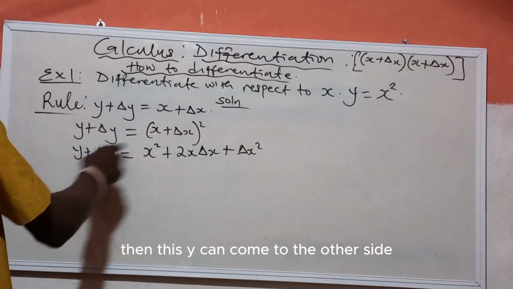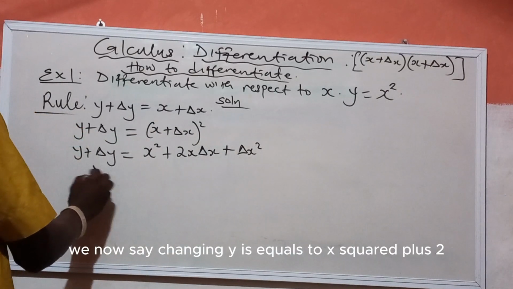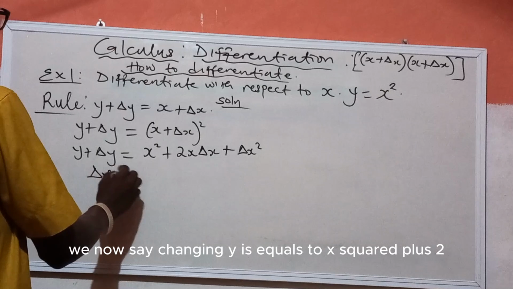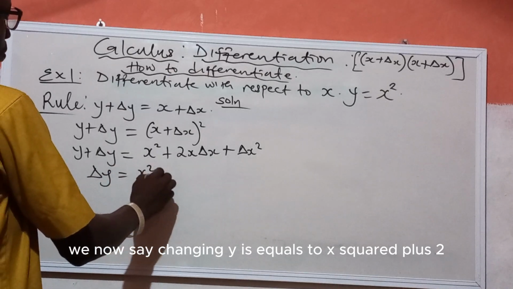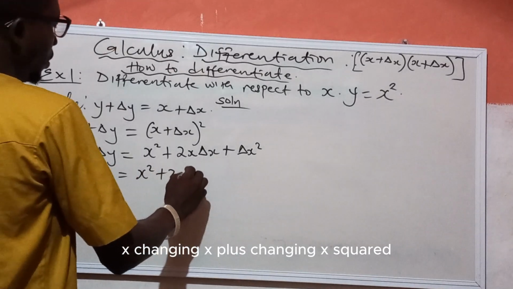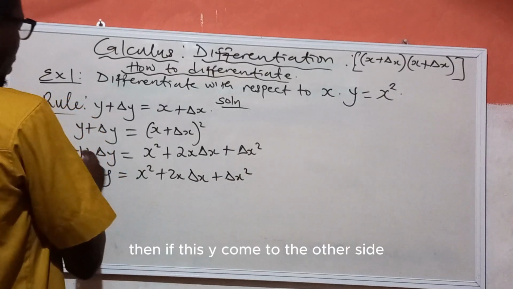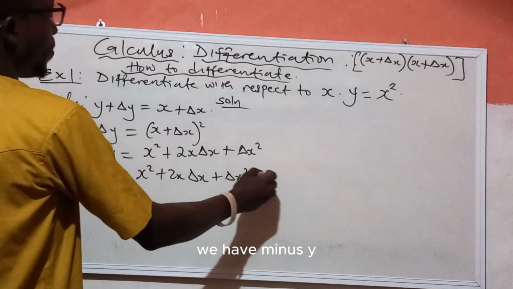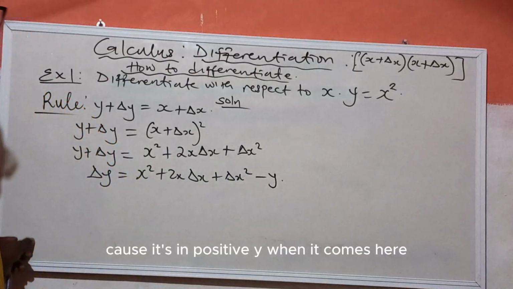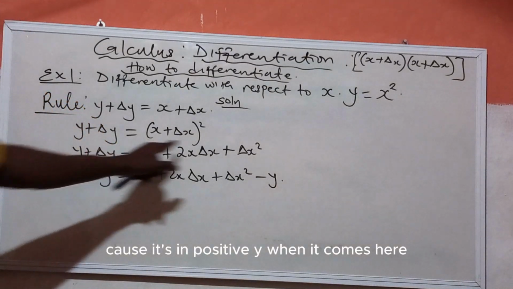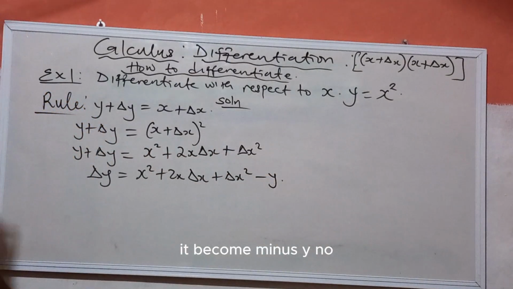Then this y can come to the other side. We now say change in y is equals to x squared plus 2x change in x plus change in x squared. Then if this y comes to the other side, we have minus y. Because it's a positive y, when it comes here, it will become minus y.